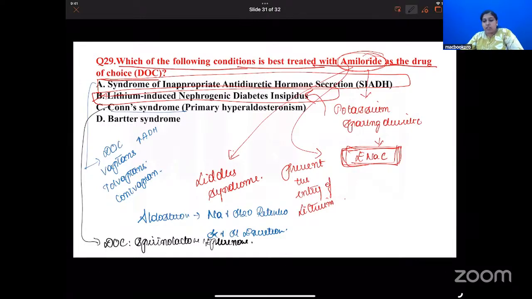Next, we have Bartter syndrome. Here, we are going to administer indomethacin and potassium supplements only. Here, amiloride is not a drug of choice.